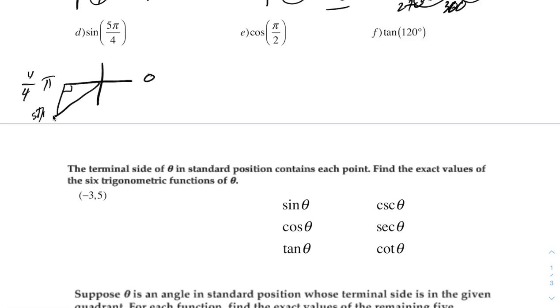5 pi over 4. The fact that it's 4 means it's 45. Then you should know how to list the sides, right? It's an isosceles, so 1, 1, rad 2. Now again, I don't care how you figure out the signs. If you want, you can just do all students take calculus, or you can understand when you go to the left, you're negative. When you go down, you're negative. And hypotenuse is always positive. Now we're doing sine, so opposite over hypotenuse, negative 1 over rad 2.